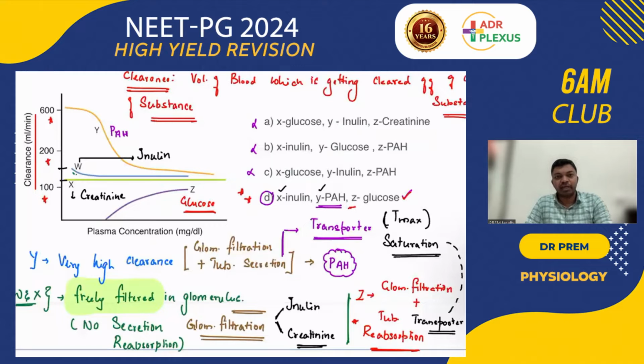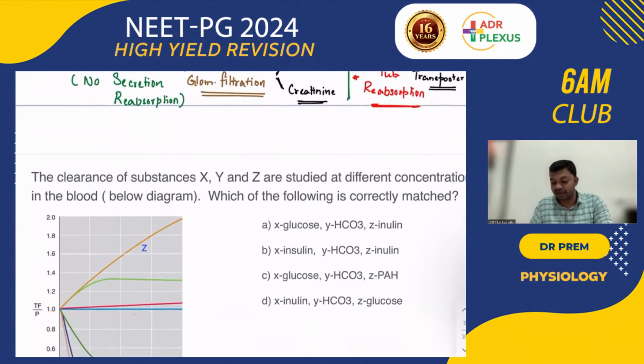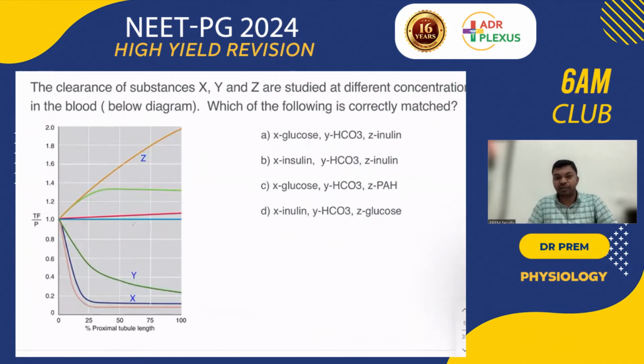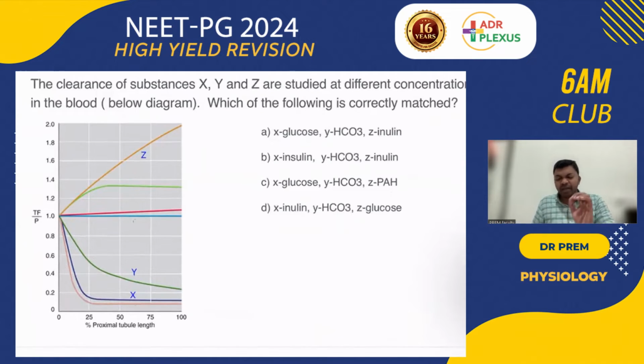So if you're clear there, I hope you can answer the question even if the graph is a little bit different. Now, people, let me wait for some time. Now, you try to read the graph and answer this question, people. And there is one subtle difference you have to understand. The same question, clearance of substances X, Y, and Z studied at different concentrations. Yeah, good, Ajay. And there are two differences. Some of our students say, sir, bicarbonate was given in the option. And some students say, sir, the whole graph was different.